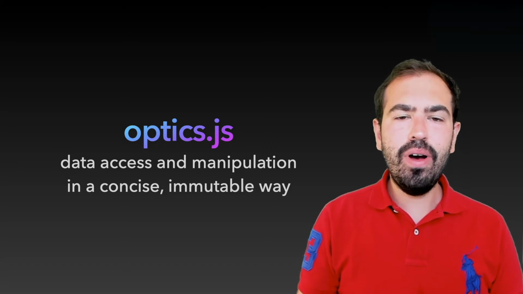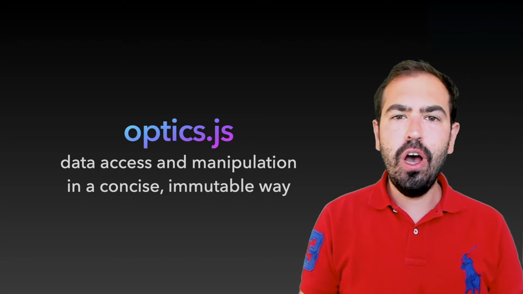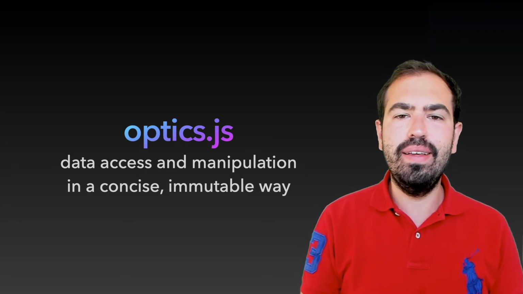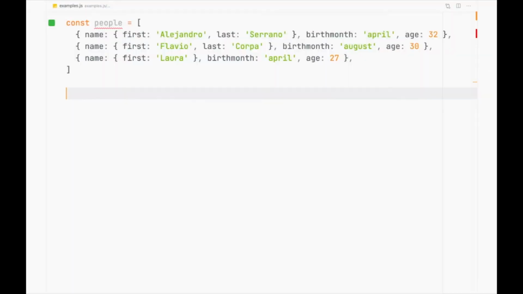Hi, in this video I would like to show you some of the cool things optics.js can do for you. Optics.js is a library for data access and manipulation in a concise, immutable way. Here I have some data I want to access and manipulate. I have just a few people and they have names, birth month, and age.